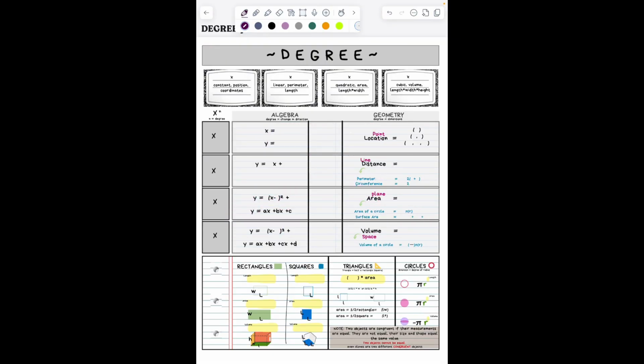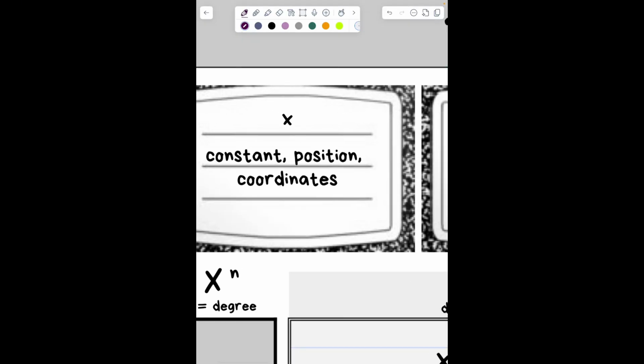Today's page in the notebook focuses on powers of x and how changing the power changes our perspective in algebra as well as geometry. We'll start with the four main points. So first, when we take x to the 0, or when we take any number raised to the power of 0, that's going to return 1.